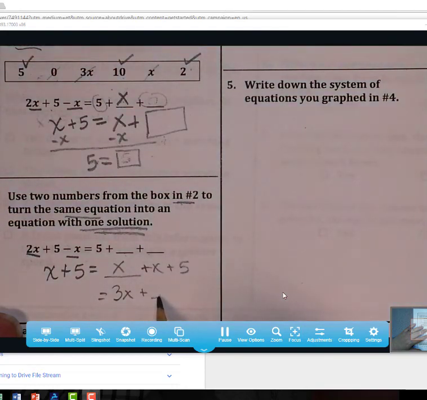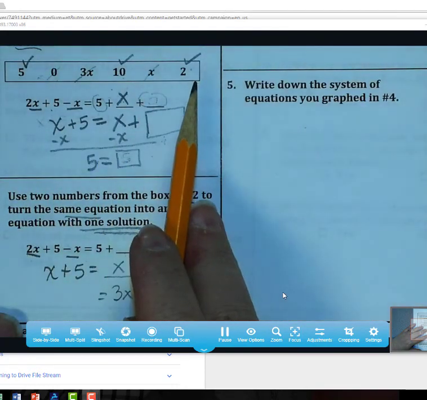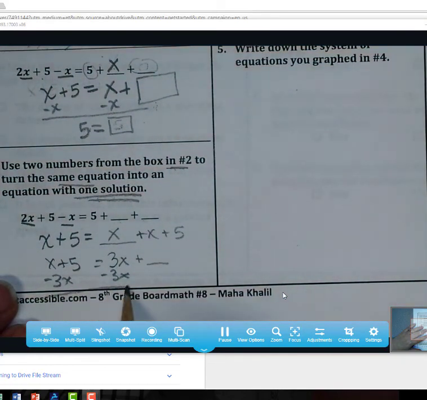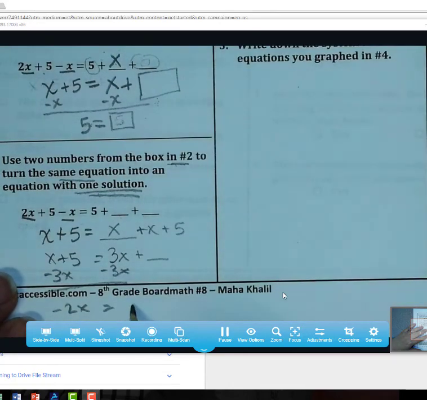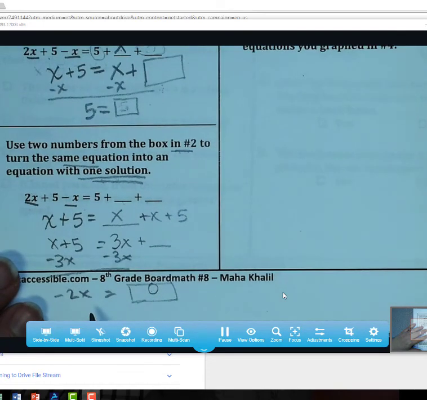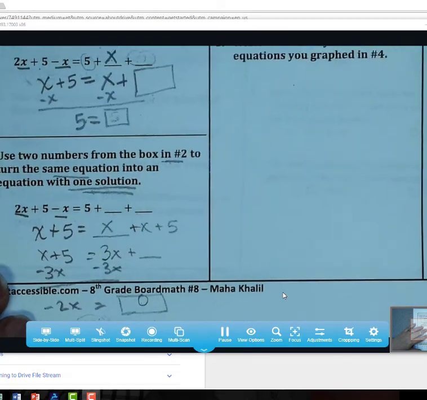And then the other blank could be anything else. Anything else at all. Because then if I have x plus 5, when I subtract the 3x to eliminate it from the one side, this is going to give me negative 2x, and then it doesn't matter what number is right here. Even if it was 0, when I divide by -2, I would get x equals 0. And that is a solution. One solution.